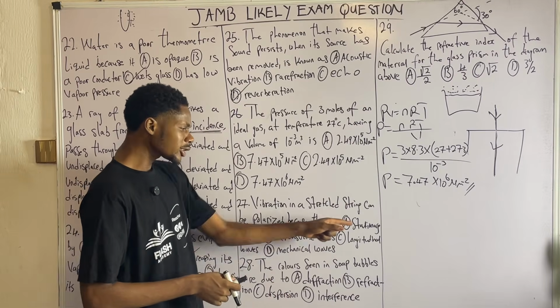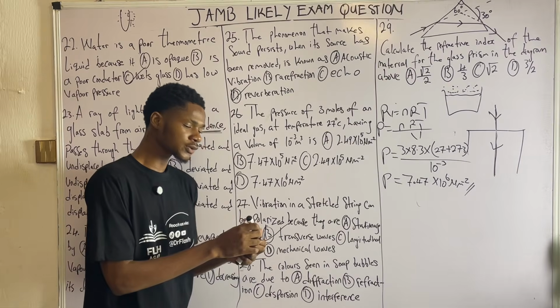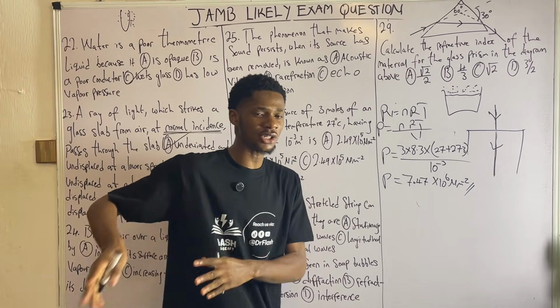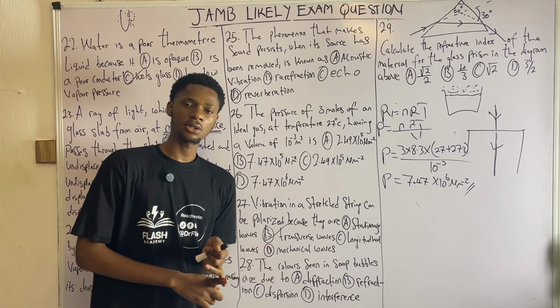Now, what is the reason why they can be polarized? That is because they are transverse waves. Take note: waves that are transverse can be polarized. In fact, only waves that are transverse can be polarized. Example, waves in a string.